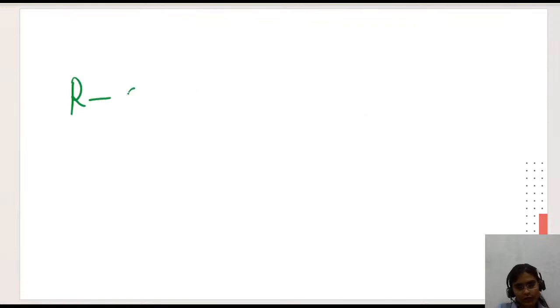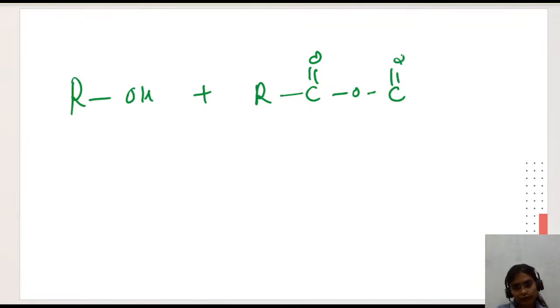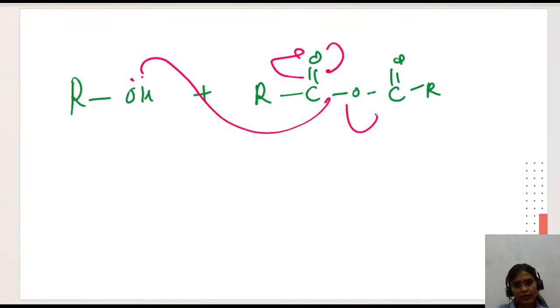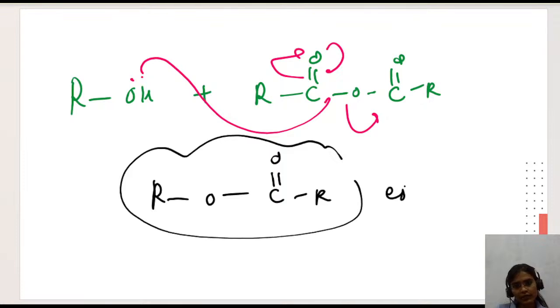If you're using some ROH, and some RCOR is there, like this. So what is happening there? Just try to understand the mechanism, because the mechanism is important. This attacks here, this bond opens up, this comes back here, and this leaves the molecule. So in short, what we end up with is that RO combined with this COR. So directly, what is it? It's ester formation.